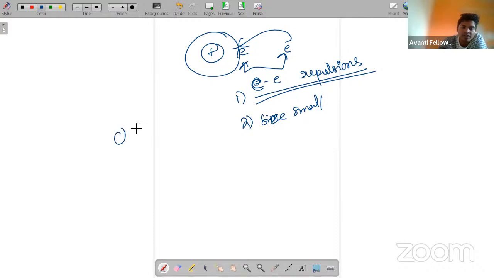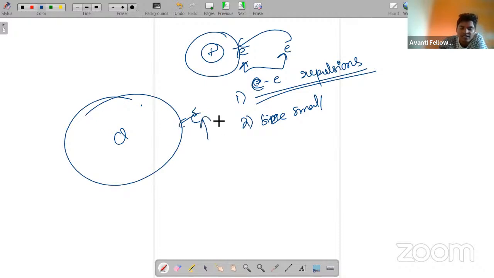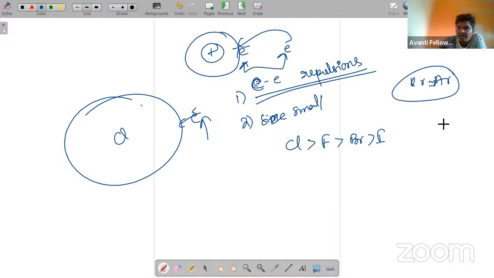But chlorine is larger in size, so the addition of an electron releases more energy. So first chlorine, then fluorine, bromine, then iodine. But remember, guys, krypton and argon will have similar electron affinities. In the 1A family also, potassium, rubidium, and cesium have nearly the same electron affinity.